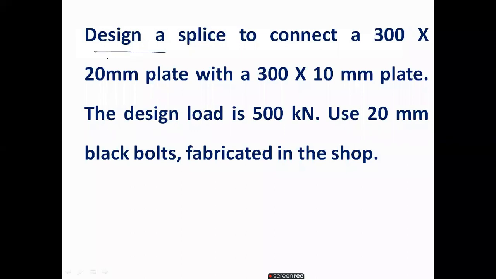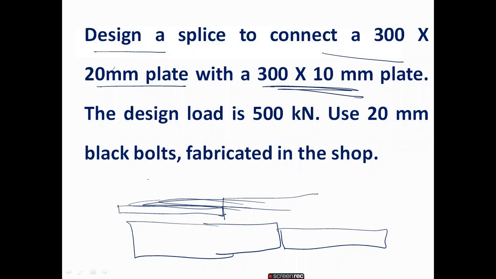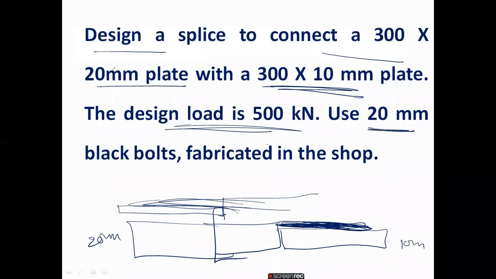Design a splice to connect a 300 by 20 mm plate. This is one plate, 300 by 20, and the second plate is 300 by 10 mm. This one is 20 mm, this is 10 mm, so you have to provide a filler plate. The design load is 500 kilonewton. Use 20 mm black bolts fabricated in the shop. So for connecting this, we have to use the bolts.